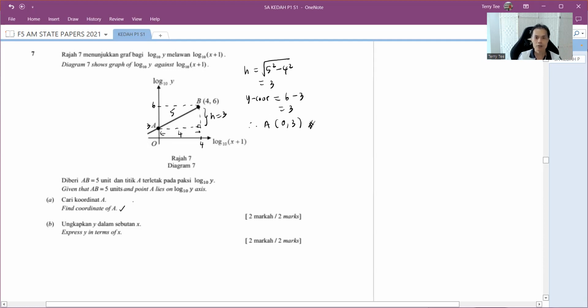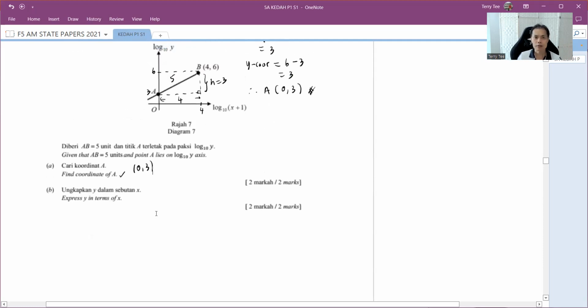Next, I need to express y in terms of x. So you can write here your coordinate is (0, 3). To express y in terms of x, I can find 2 things from my graph. Remember, linear law, 2 things you can find from the graph: number 1 is your gradient, number 2 is your y-intercept. My vertical distance is 3, horizontal distance is 4, so my gradient is 3 over 4. And my y-intercept, the y coordinate of point A, in this case is 3.